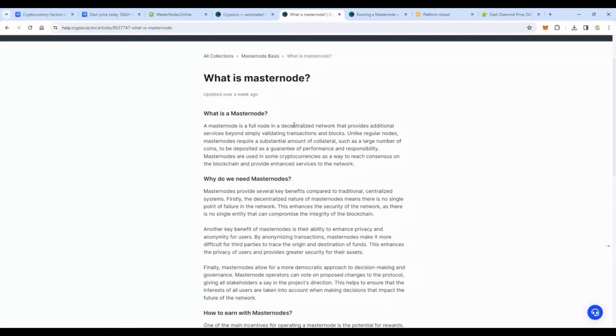So a masternode is a full node in a decentralized network that provides additional services beyond simply validating transactions and blocks. Unlike regular nodes, masternodes require a substantial amount of collateral, such as a large number of coins, to be deposited as a guarantee of performance and responsibility. And masternodes are used in some cryptocurrencies as a way to reach consensus on the blockchain and provide enhanced services to the network. And this is what I was talking about there, the proof of stake consensus algorithm or consensus mechanism.